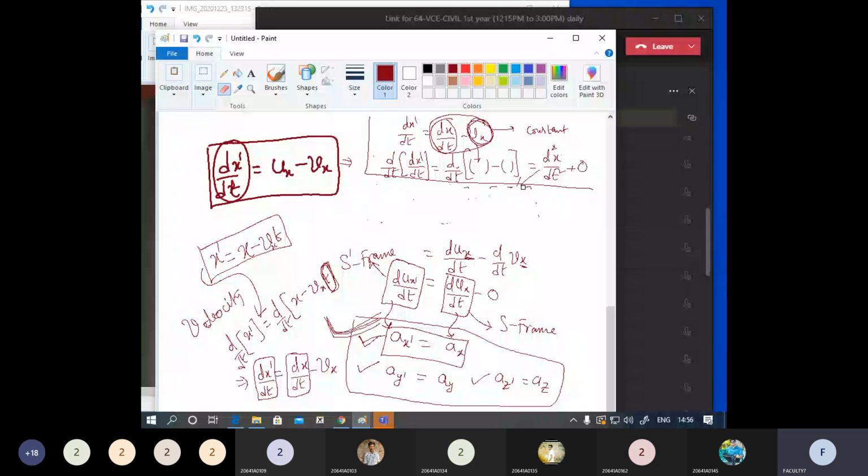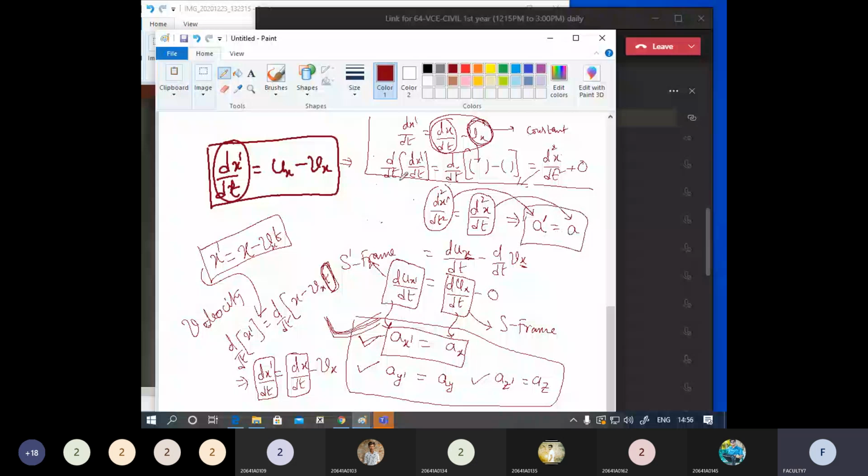Let us write the concluding equation to get the acceleration. Here we write d square x prime by dt square equals d square x by dt square. This factor is equal to this factor. This factor is nothing but the acceleration in the s prime frame, which equals this. What is this? This is the acceleration in the s frame. So both the accelerations remain the same.